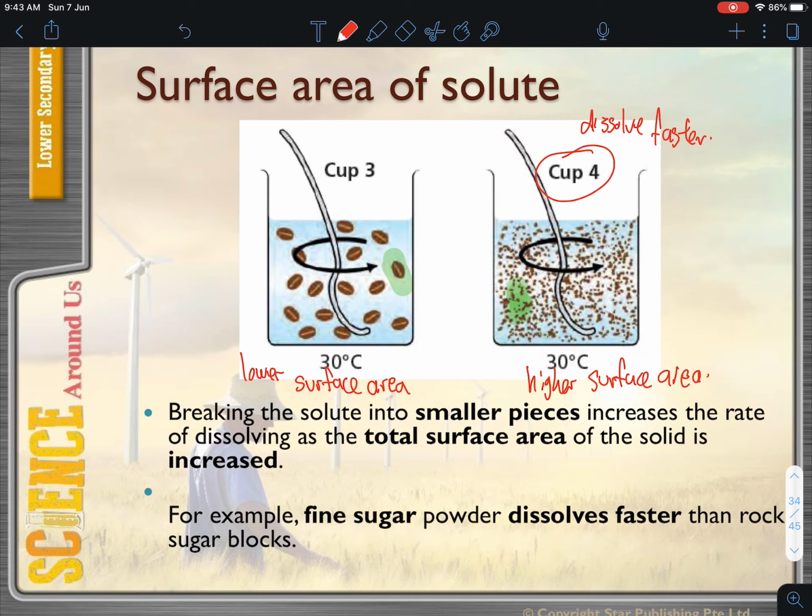So in other words, if you have a small size solute, you would have an increased or higher surface area. And when you have a higher surface area, the particles are able to interact with the water, or the solvent used, much more easily, and hence it will increase the rate of dissolving.